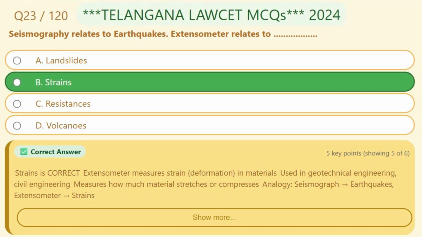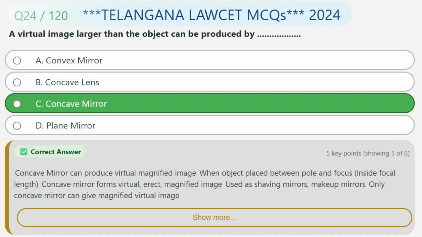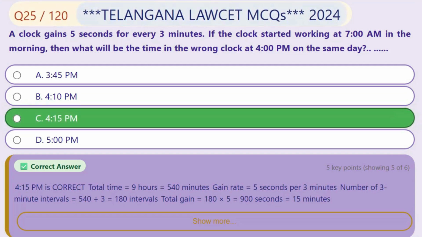Seismography relates to earthquakes. Extensometer relates to strains. A virtual image larger than the object can be produced by concave mirror. A clock gains 5 seconds for every 3 minutes. If the clock started working at 7 a.m. in the morning, then what will be the time in the wrong clock at 4 p.m. on the same day? 4:15 p.m.